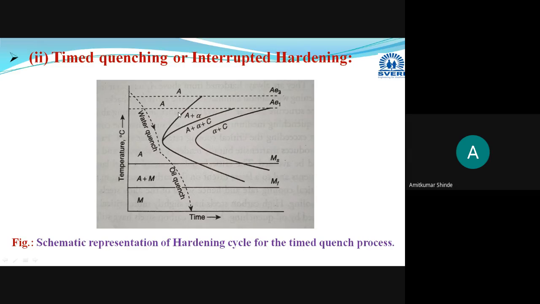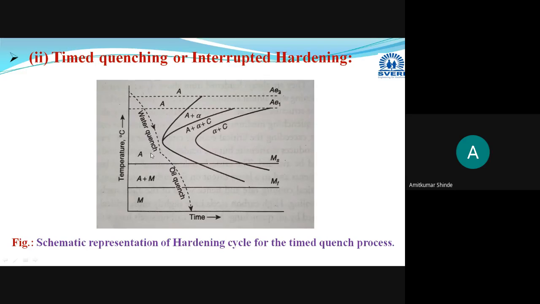The diagram here is taken from VD Kodgire's book, and this diagram is for time quenched hardening of medium carbon steel. This is for medium carbon steel.